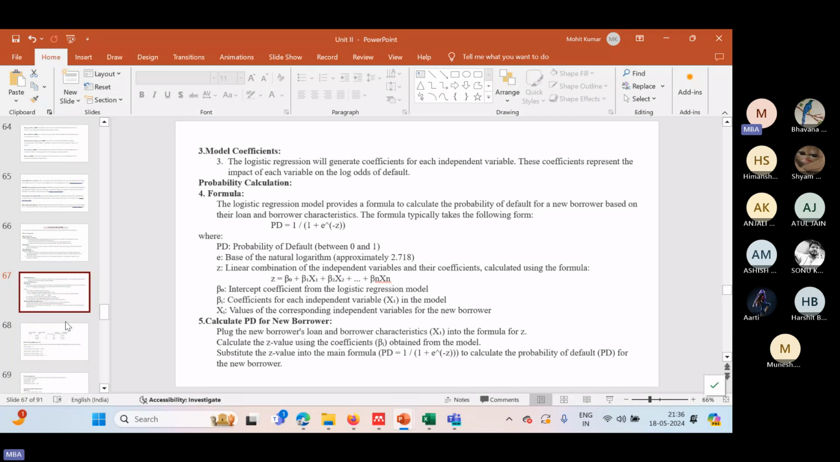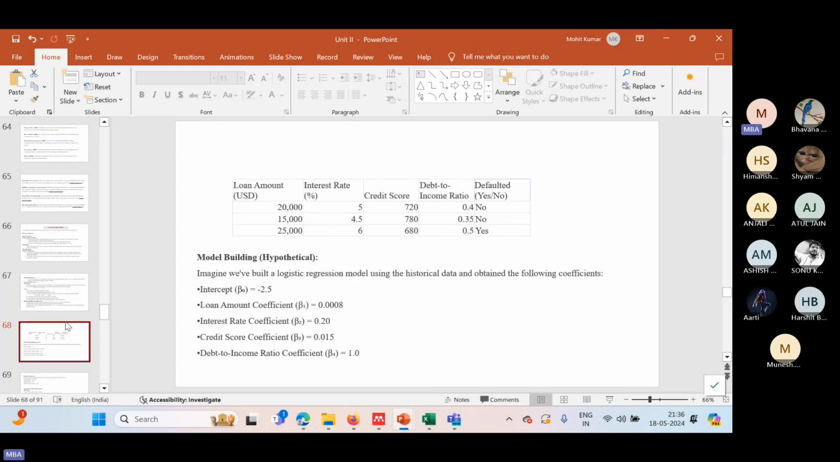So what did I tell you? Generally, most of the information will be given. What information will be given? We will discuss with this example. There was certain information given: loan amount, interest rate, credit score, debt to income ratio, and default, yes or no, which is your dependent variable. Based on the left hand side information, you want to see what is the probability of default for the particular company. So again we went ahead with the process.